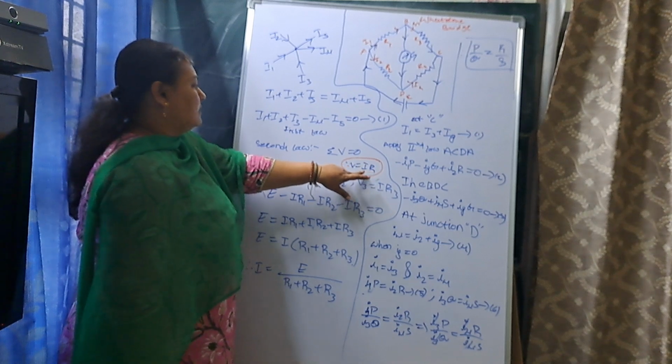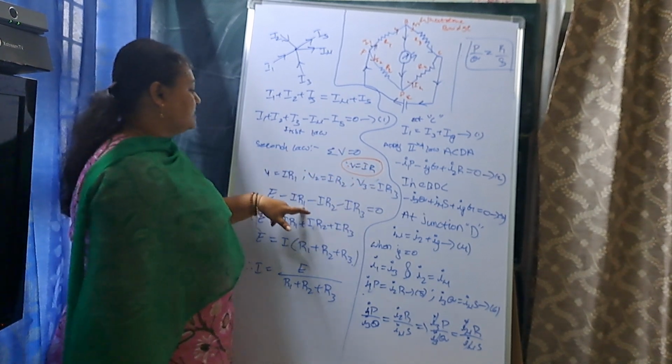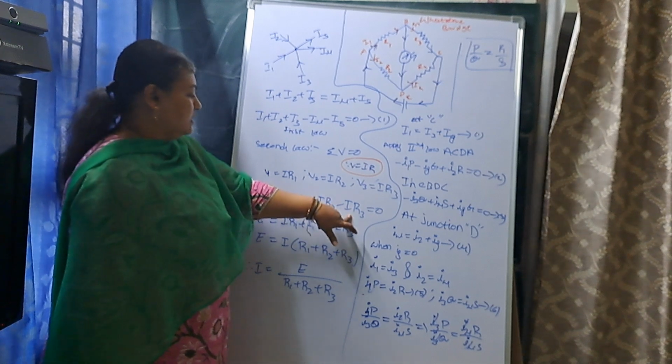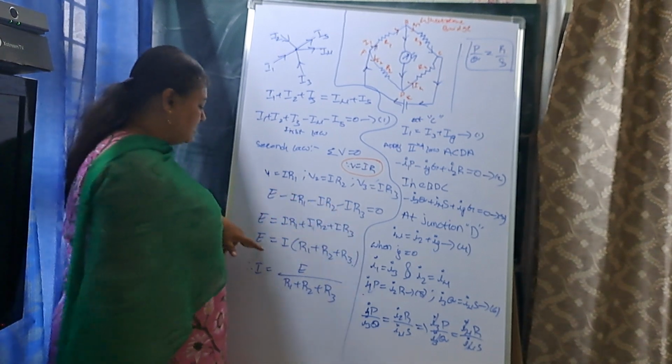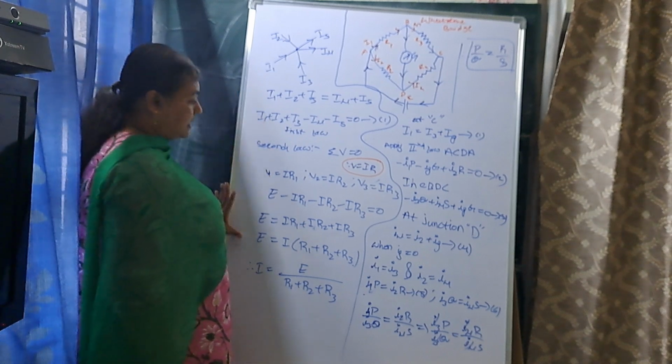V is equal to IR. Substitute V equal to IR formula. So here I minus R1, R2, R3. Whenever we transfer all this, we get I value. This is Kirchhoff first law, second.